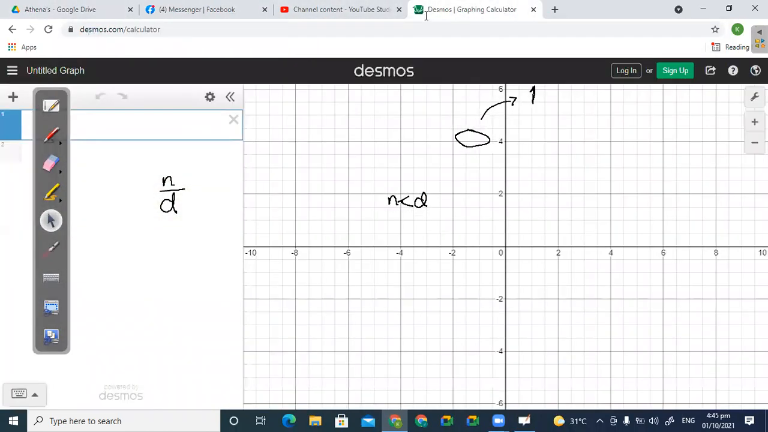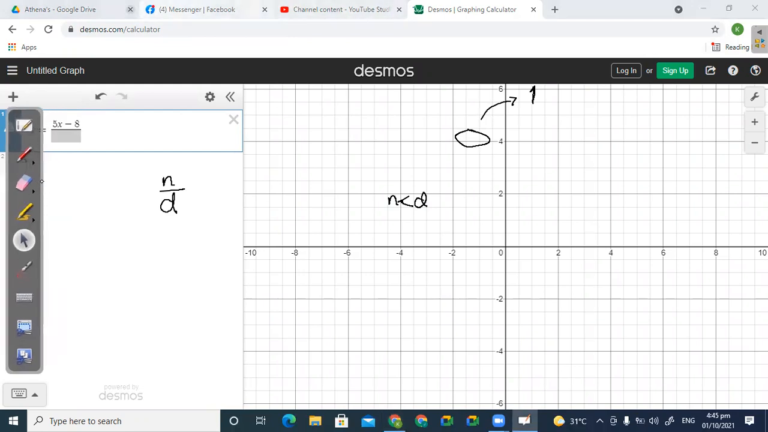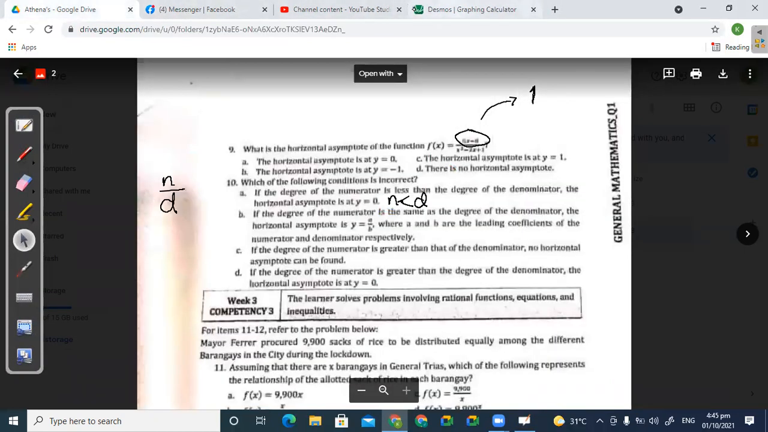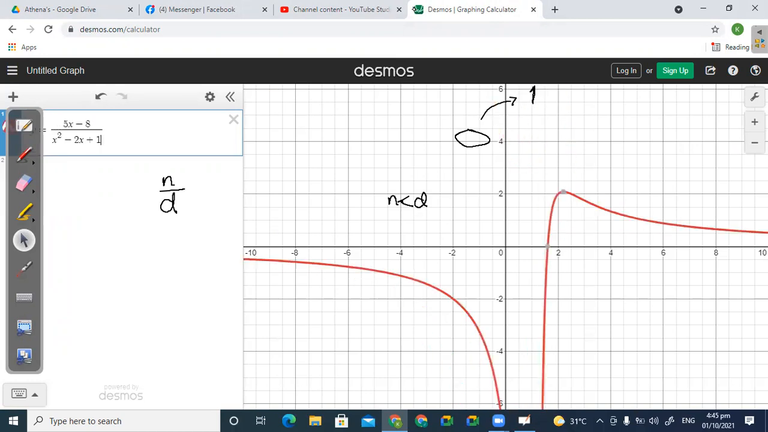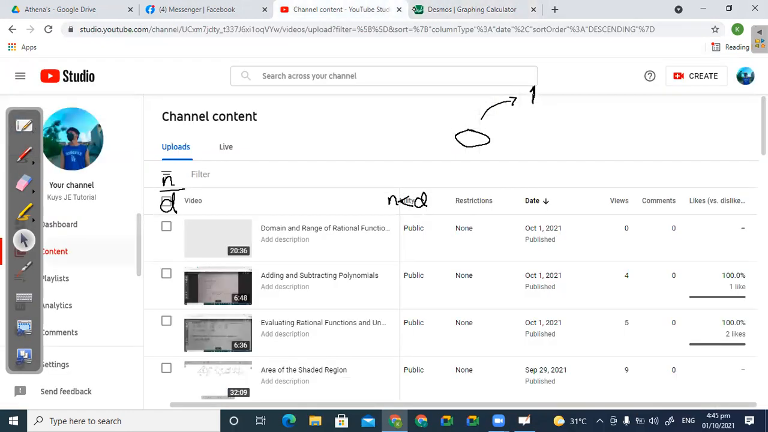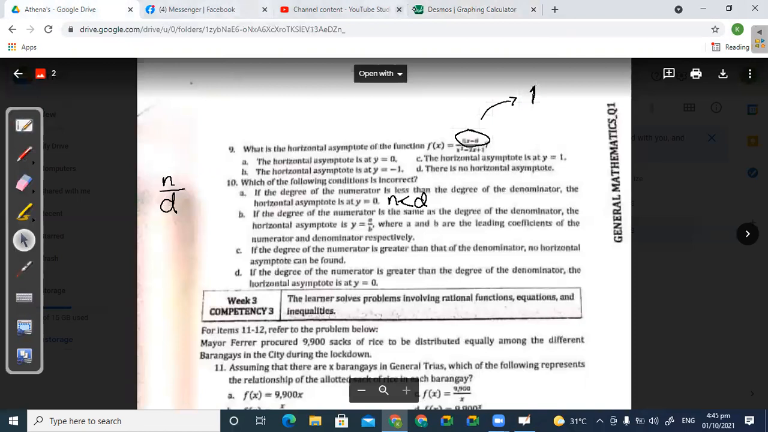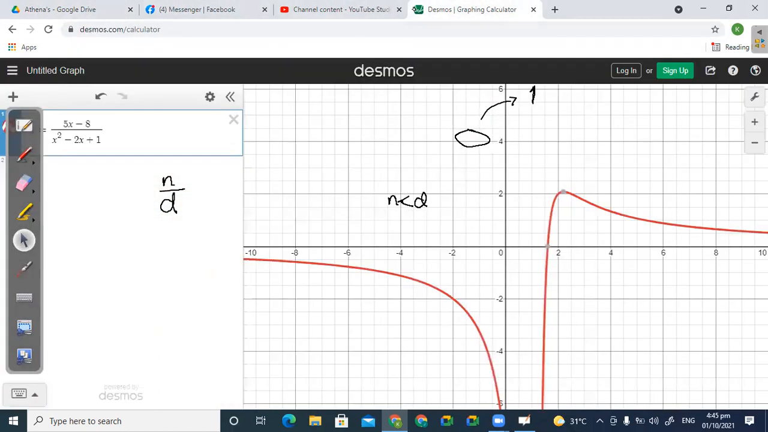5x minus 8, f of x, y na lang. Okay, we can use y naman eh. 5x minus 8 over... ano yun? X squared minus 2x plus 1. Okay, so kahit ano na lang. X squared minus 2x plus 1. Ayan na. X squared minus 2x. Okay, tama.